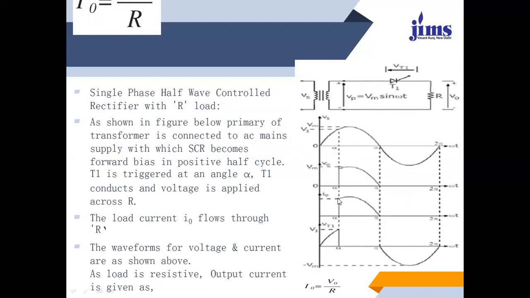Similarly, because the load is simply resistive, the output current has the same waveform as the output voltage. If we measure the voltage across the device, it is indicated as VT1. Once the device is turned on, we do not get any voltage across it. If it is turned off, at that moment we get the voltage across it. So VT1 is the voltage across the device.